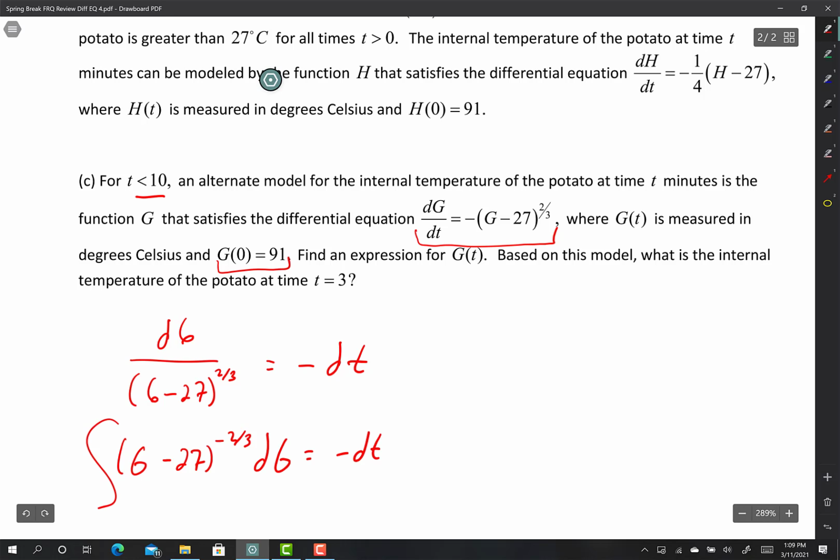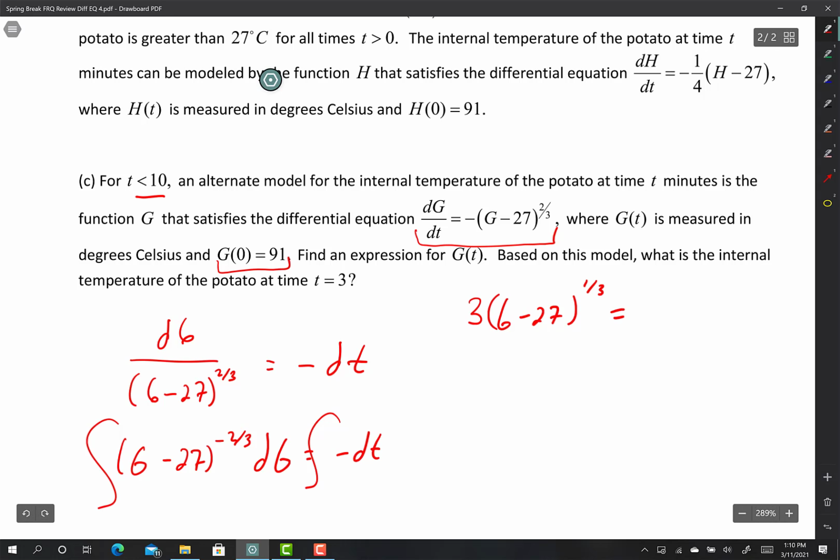And now I'm going to integrate. So let's see what we get here. Plus 1 divided by that. So negative 2/3 plus 1, that's going to be 1/3. So (g minus 27) to the 1/3, divided by 1/3. So I'm going to have a 3 up here. Yeah, it looks correct to me. Let me just make sure. Yeah, I think we're good, guys. So we have a linear term on the inside. That's perfect. So I think we're good.